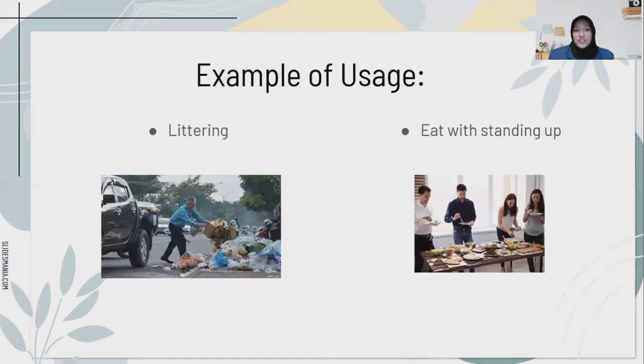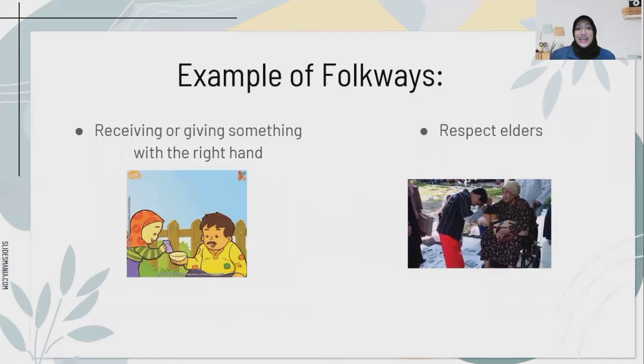So we're going to look at examples. Example of usage: littering and eating while standing up. Littering and eating standing up are examples of usage. Violators of this norm may only receive a warning. Example of folkways: receiving or giving something with the right hand and respecting elders is an example of folkways.